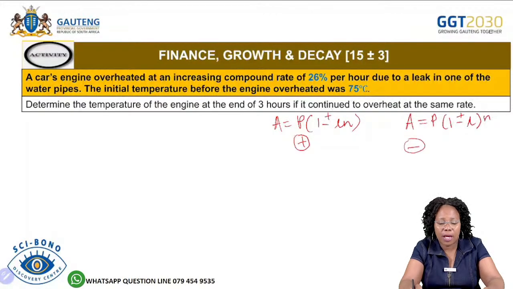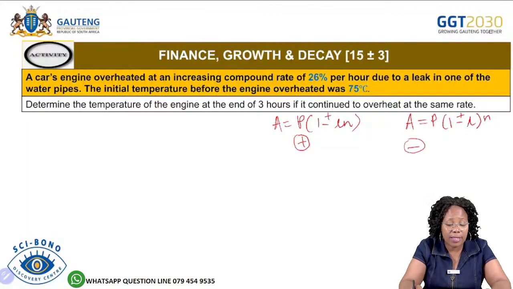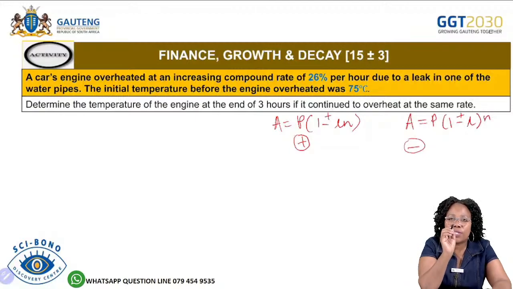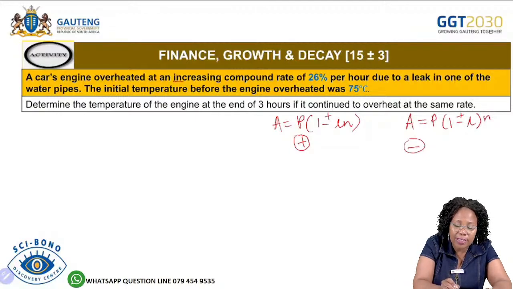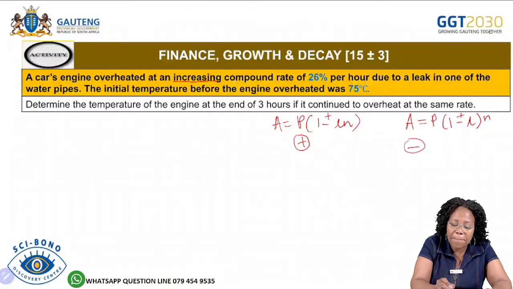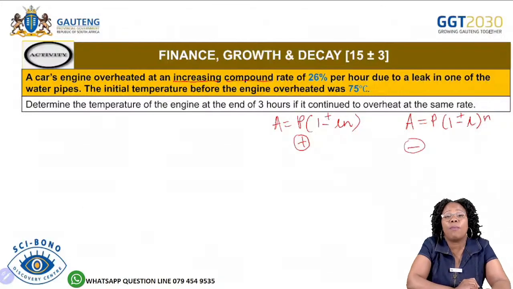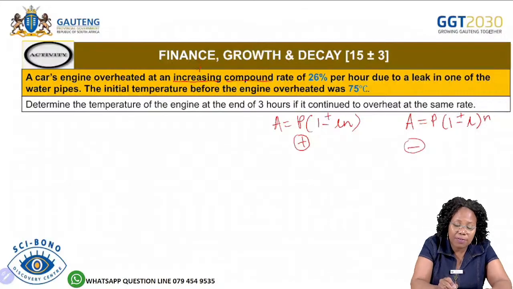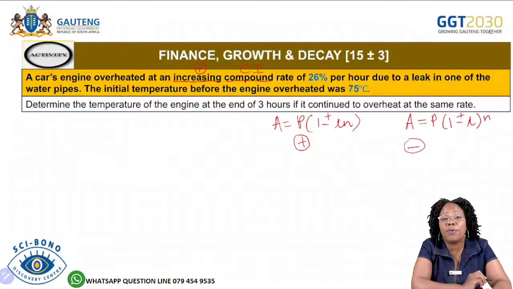Okay, grade 12, I hope we are still together. And then now let's look at the first activity there. They say a car engine overheated at an increasing. Can you see the keyword now? Increasing. That means it's a plus formula. Increasing compound. That means we are using a compound interest. It's a plus formula. It's a compound interest because there's a compound rate there.